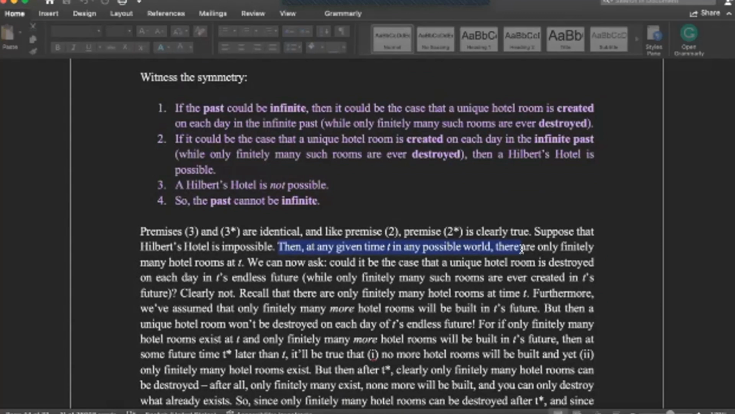Well, clearly not. Recall that there are only finitely many rooms at time t. Furthermore, we've assumed that only finitely many more hotel rooms will be built in t's future. But then a unique hotel room won't be destroyed on each day of t's endless future. For if only finitely many hotel rooms exist at time t, and only finitely many more hotel rooms will be built in t's future, then at some future time t star later than t, it will be true that 1, no more hotel rooms will be built, and yet 2, only finitely many hotel rooms exist.